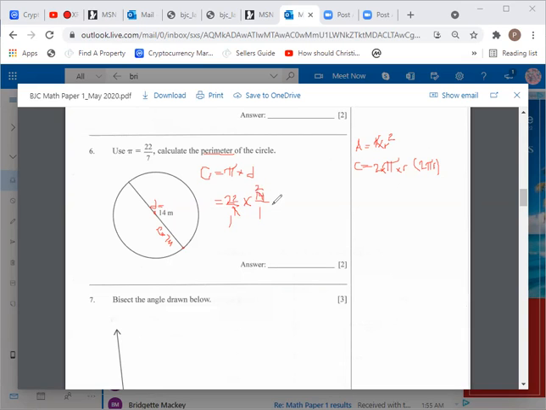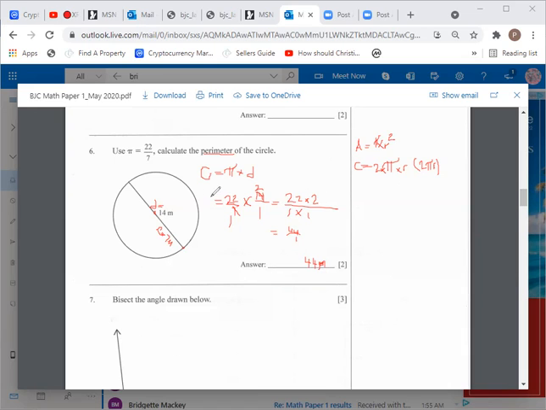How do we multiply fractions? We multiply the numerators, 22 multiplied by 2 in the numerator, and then we're going to multiply the denominators, 1 times 1, and the final answer is 44 over 1, which is the same as 44, and the unit is meters. Perimeter or circumference is not written in squared units, so it's simply m, not m to the power of 2. Any questions on that?